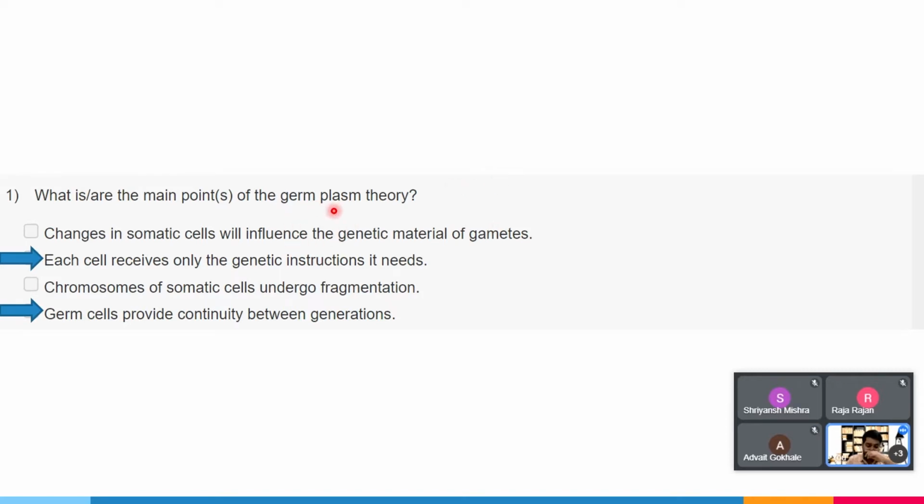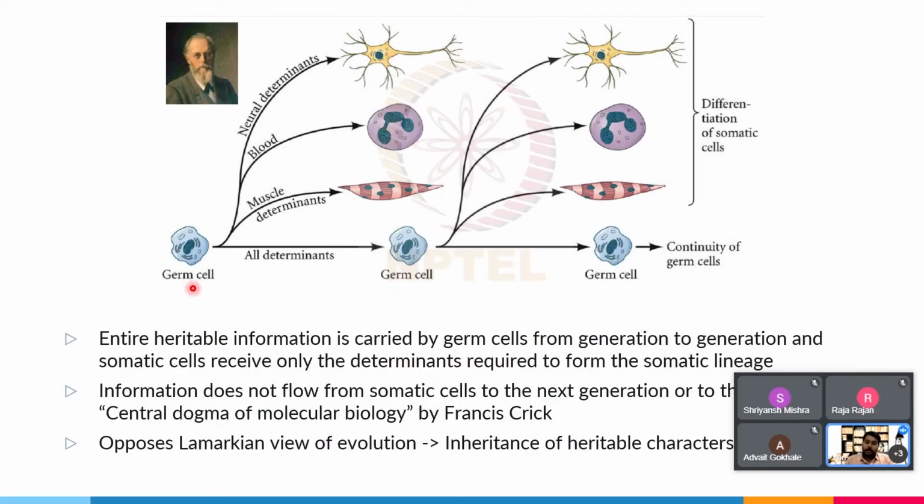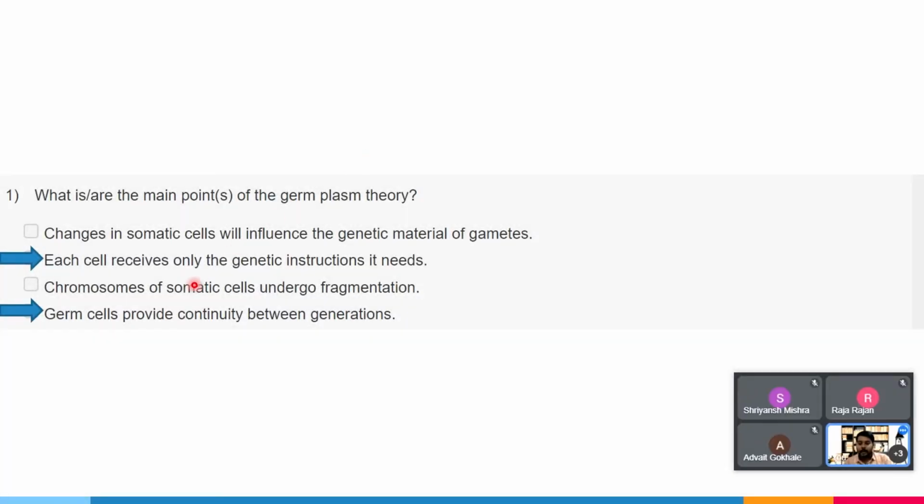Okay, so if we try to answer the question now, what are the main points of the germplasm theory? After reading, it is obvious that the germplasm theory tells us that each cell receives only the genetic instruction it needs. As we saw in the previous picture, from the germ cells, muscle cells only get the muscle determinants in order to form the muscle lineage. Similarly, neural determinants are given to the neural cells in order to form the neuronal lineage. Other information is not traveling from the germ cells to these cells. And germ cells provide continuity between generations. So this was the first question that we dealt with. I guess everything is okay.